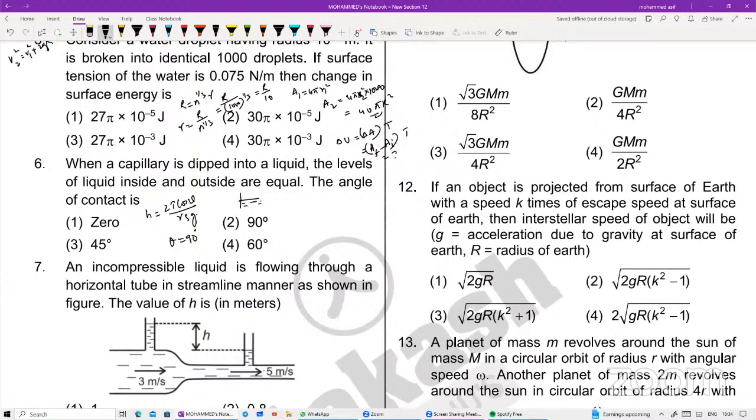Done? So when a capillary tube is dipped into the water, the level of the liquid inside and outside are equal. So the angle of contact must be equal to 90 degrees. Should be 90 degrees. Done?